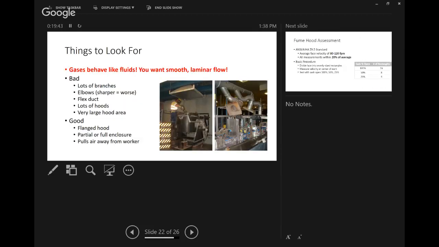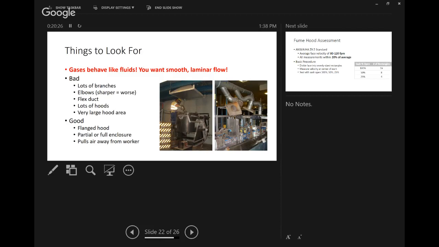So just some quick things to look for if you're evaluating ventilation. Some things that are bad generally is lots of branches coming in or out. Now, if it's designed appropriately, then that's not a problem. But a lot of times you'll have a duct that is exhausting air at, say, 2 workstations, but then operations wants to install 3 more workstations. And rather than change the fan and the ductwork, they'll cut holes in the duct and add extra hoods.